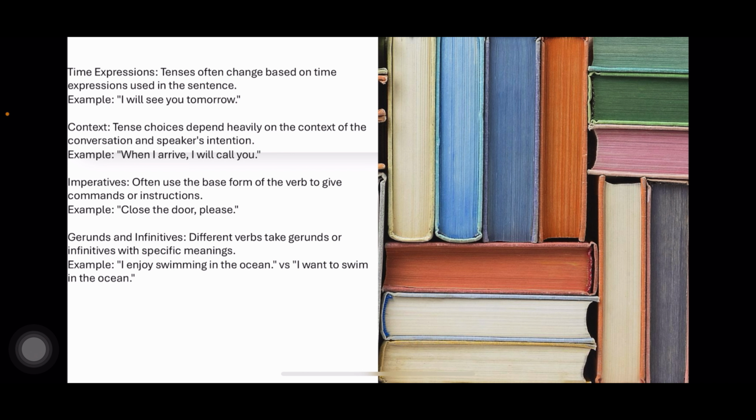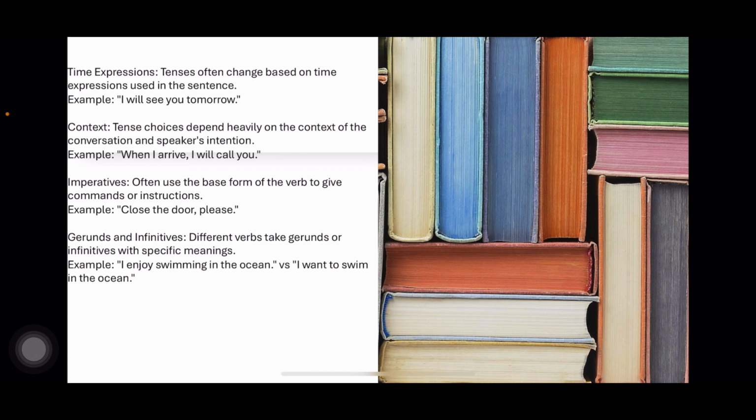Imperatives often use the base form of the verb to give commands or instructions. Close the door, please, is an example.